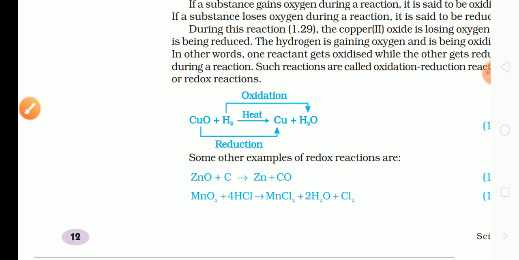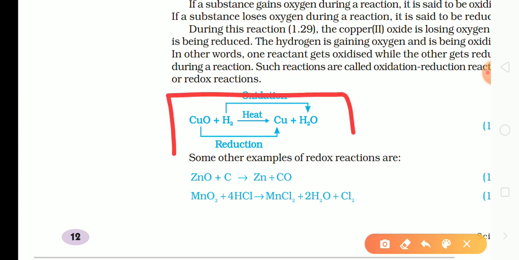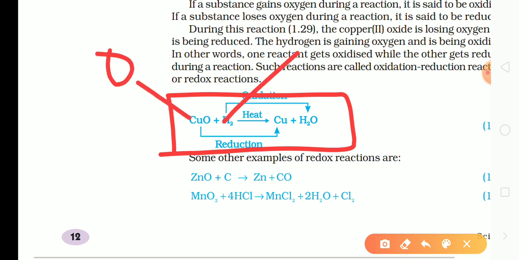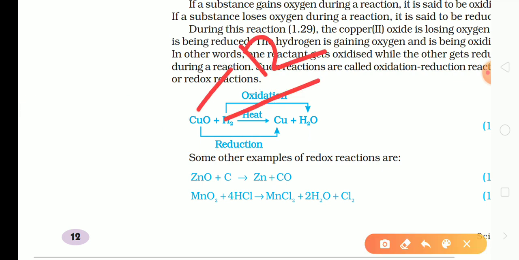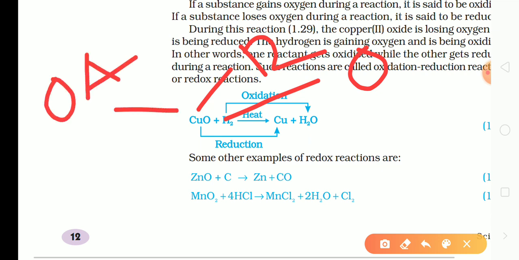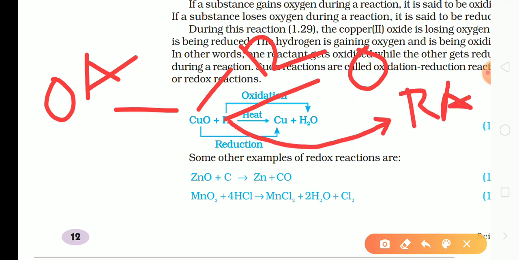Again, consider this particular chemical reaction. Here you can see CuO. What happened to CuO? CuO is reduced, and H2 is oxidized. And the substance which undergoes reduction is called the oxidizing agent, and the substance which undergoes oxidation is called the reducing agent. It is a really simple thing.